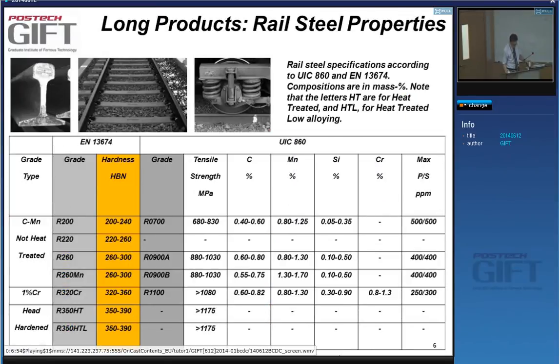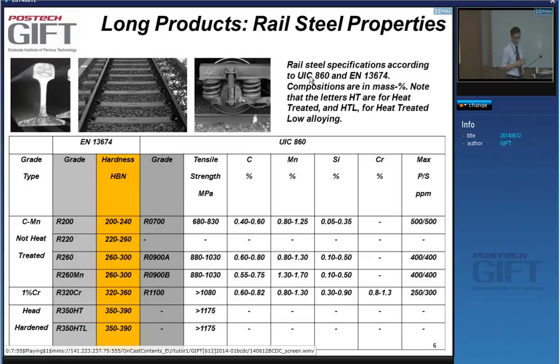Important specifications. Railroads are geographically very different. You have very dense railroad networks in Europe that are used for transport, but also for freight. In North America, railroads are used mainly for freight. So you have very heavy loads on the rails, because you are hauling a lot of stuff over the railroads, and passenger railroads are much less important in North America.